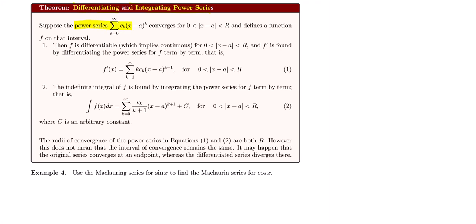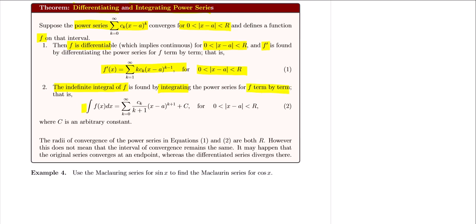Alright, so suppose that we have a power series that converges for some interval and defines a function on that interval. Then f is differentiable, which implies it's continuous, on that same interval, and f prime, the derivative, is found by differentiating each term of the power series. So that means that to find the derivative of a power series, we need to differentiate term by term. This derivative is going to exist for that same interval as the function.